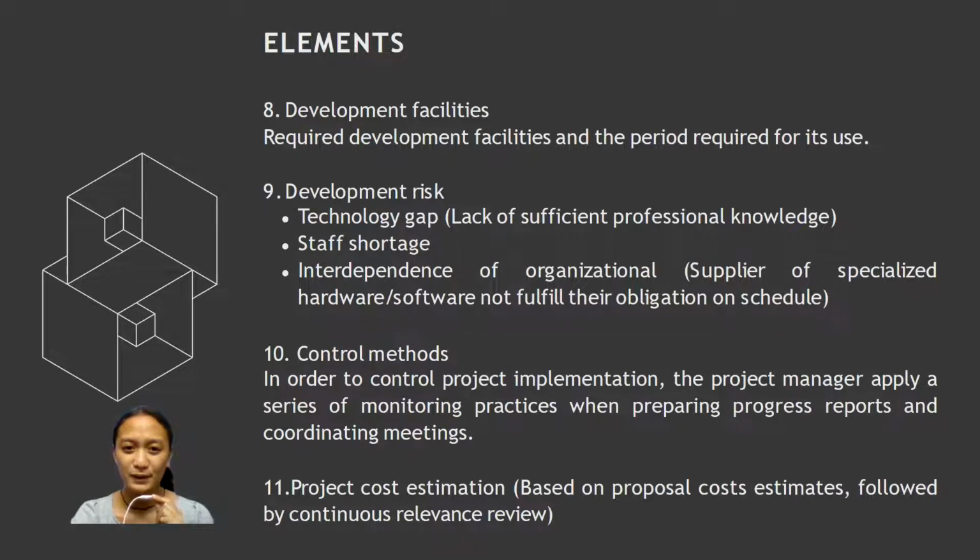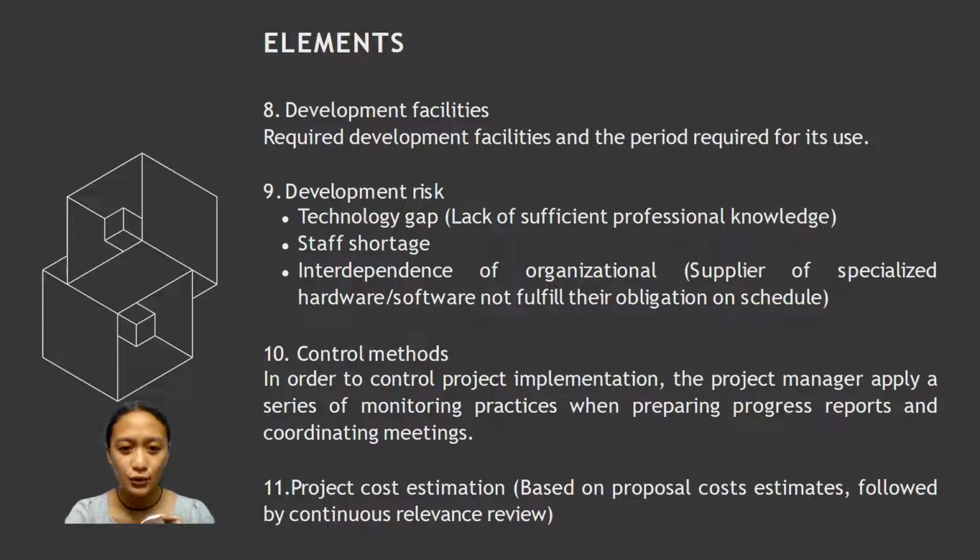Ninth is the development risk. It includes technology gap, which is the lack of sufficient professional knowledge. The risk also includes staff shortage, which is really not new in any development team. The interdependence of organizational units, in which a supplier of specialized hardware or software was not able to fulfill their obligation on the schedule and to the team.